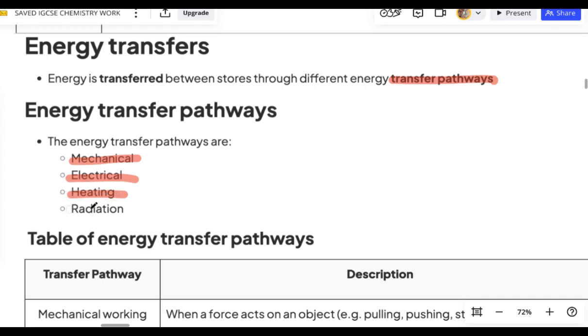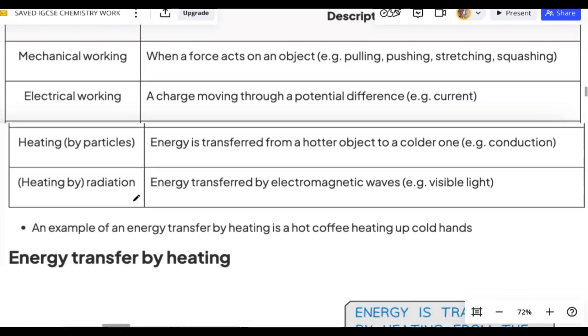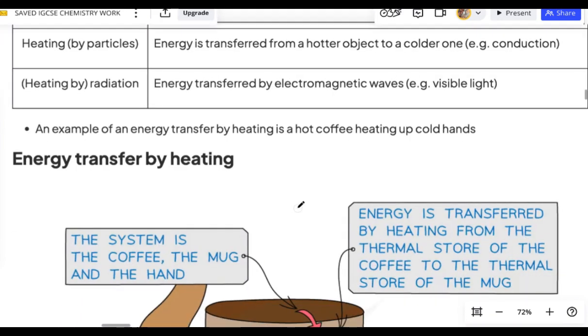Then the fourth pathway of transferring energy is by radiation. The heat from the sun reaches us by radiation. So the heat energy is transferred through an electromagnetic wave. Here, an electromagnetic wave is being used. So these are the four ways by which energy can be transferred. Okay, so we have explained that. Now let's move on quickly.